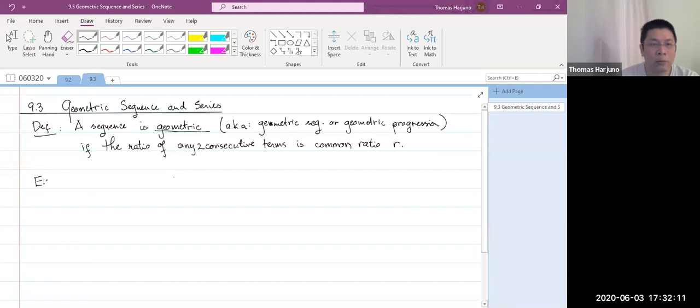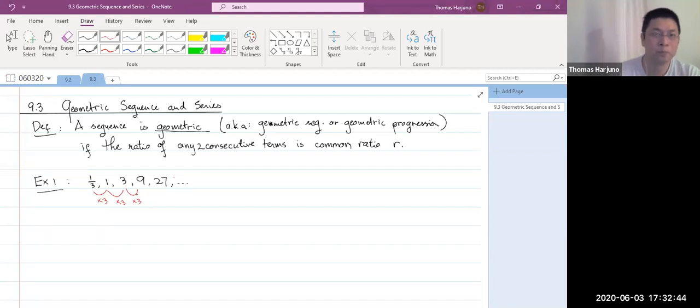For example, if we have, let's say, 1/3, 1, 3, 9, 27, and on. You see, I keep on multiplying by 3, right? Multiply by 3, multiply by 3, multiply by 3. Instead of adding or subtracting by a common difference, we multiply by a common ratio.